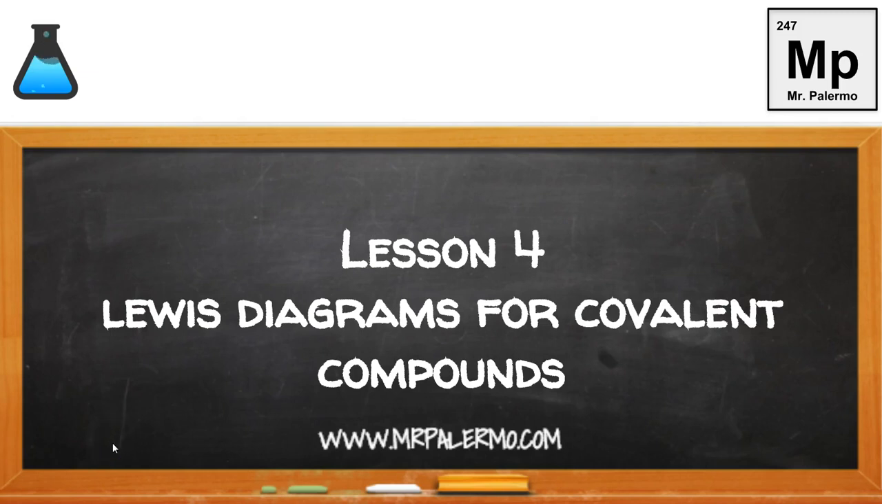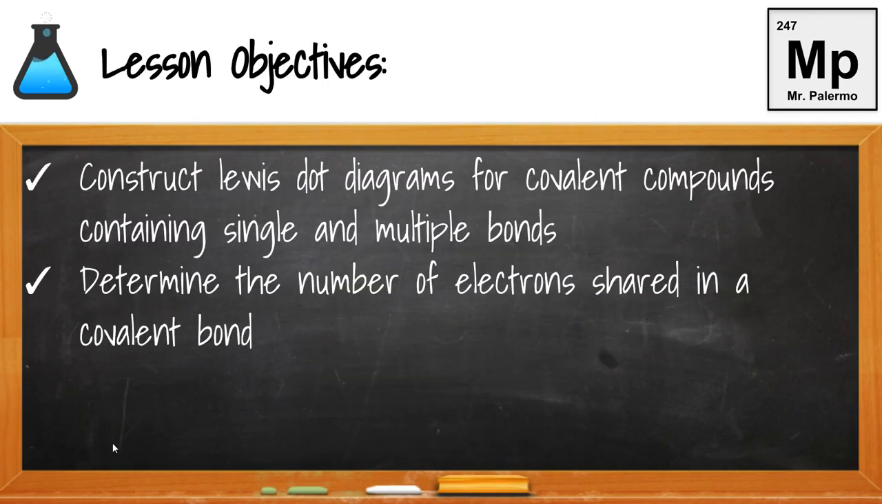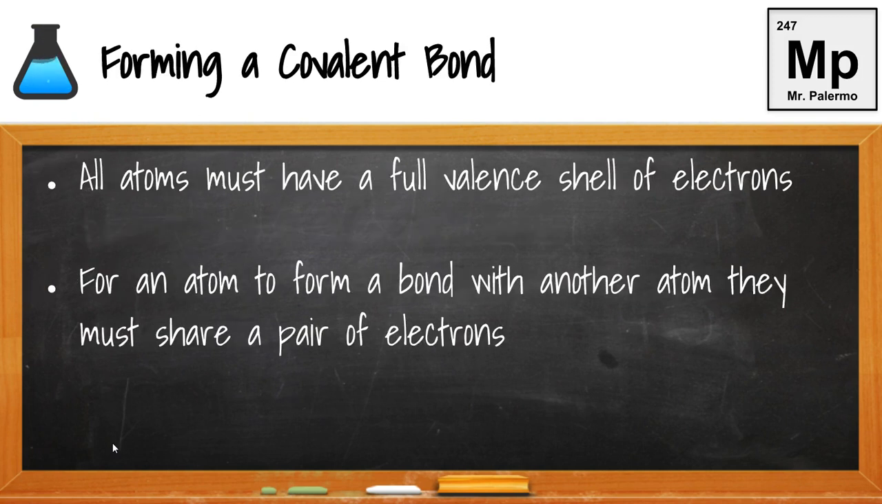Welcome to Lesson 4, Lewis diagrams for covalent compounds. Our lesson objectives: construct Lewis dot diagrams for covalent compounds containing single and multiple bonds and determine the number of electrons shared in a covalent bond. For a covalent bond to form, all atoms must have a full valence shell of electrons.